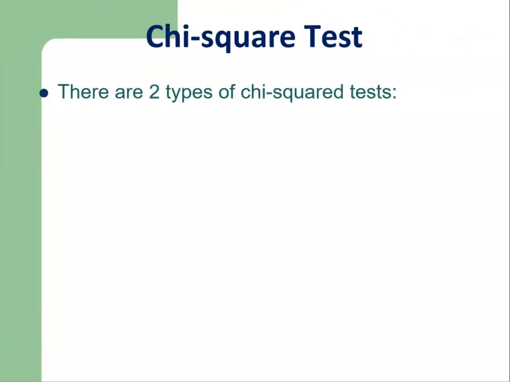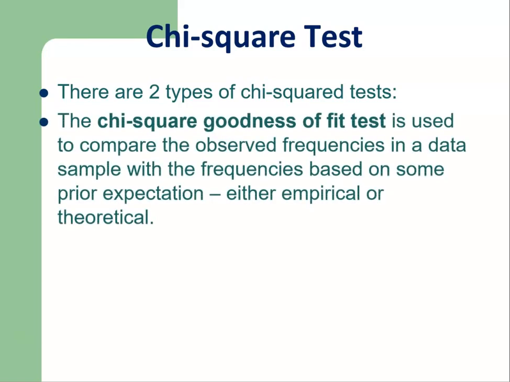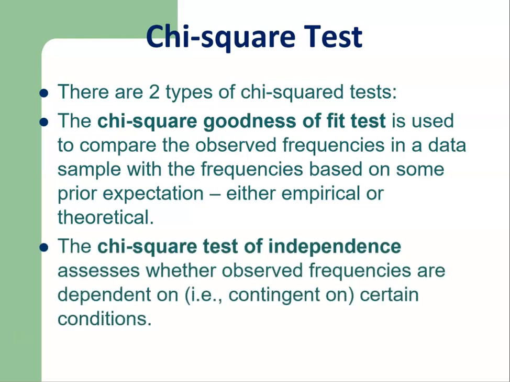There are two types of chi-square tests. One is a chi-square test of goodness of fit, and the other one is chi-square test of independence. The chi-square goodness of fit test is used to compare the observed frequencies in a data sample with the frequencies based on some prior expectation, either empirical or theoretical. The second type, the chi-square test of independence, assesses whether the observed frequencies are dependent on or contingent on certain conditions or not.